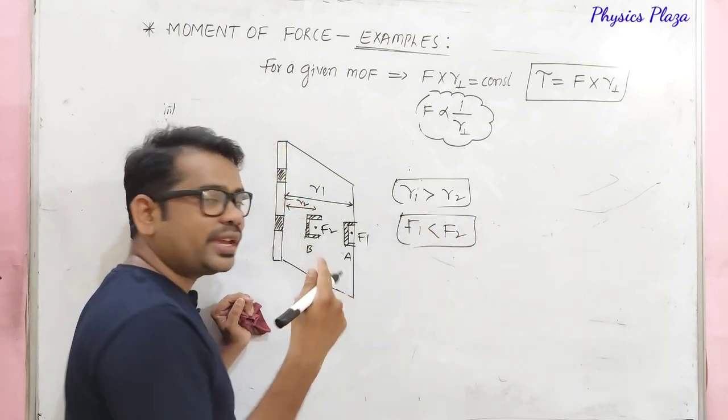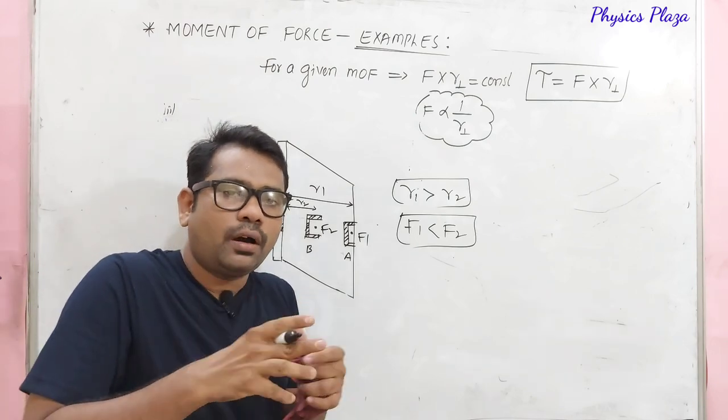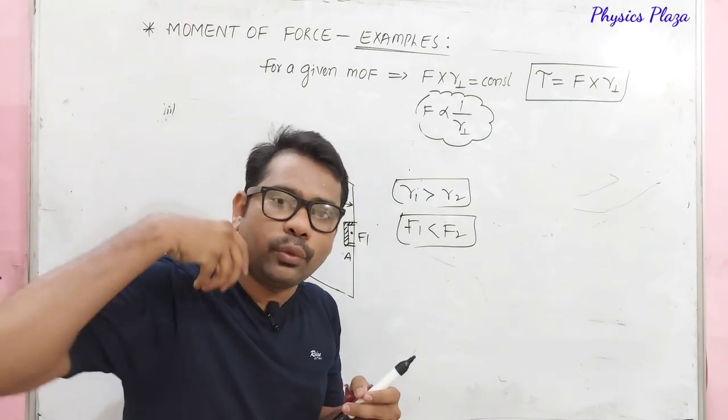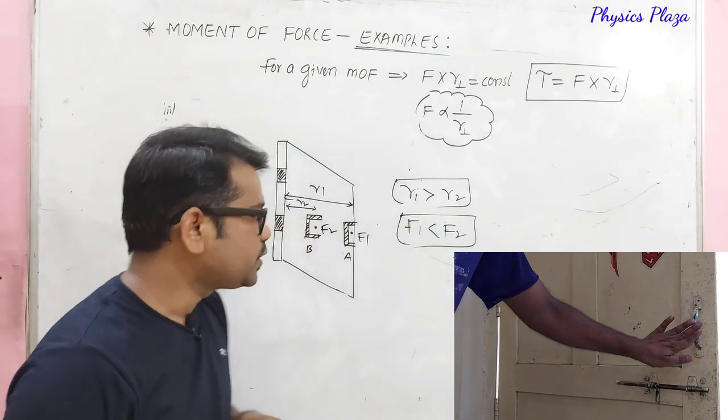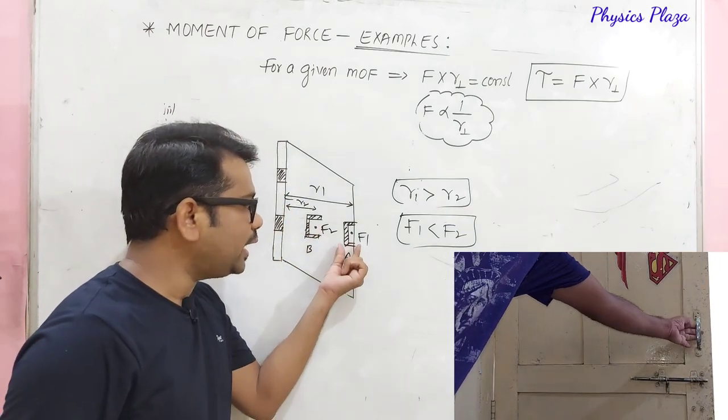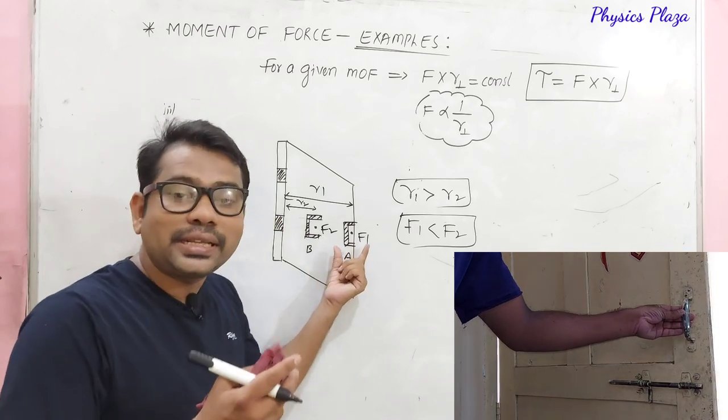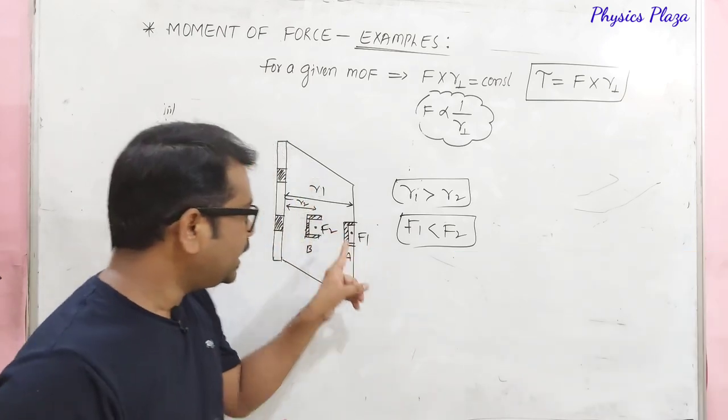So in which case do we feel easy, or in which case do we need to apply only a smaller amount of force, either to open the door or to close the door, dear children? So the handle is provided at the end of the door, and that is the reason why the handle is provided at the end of the door.